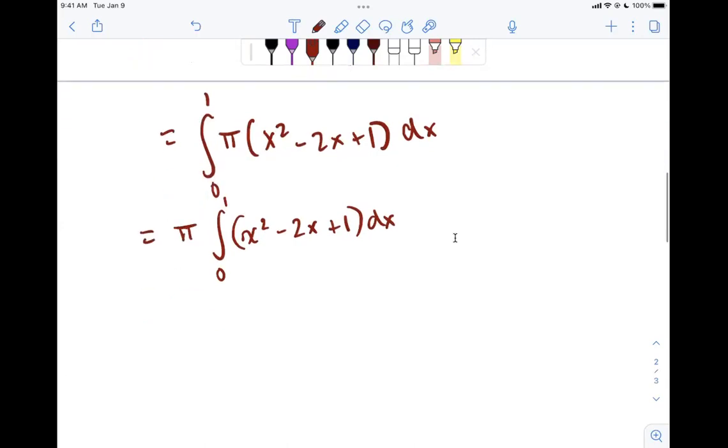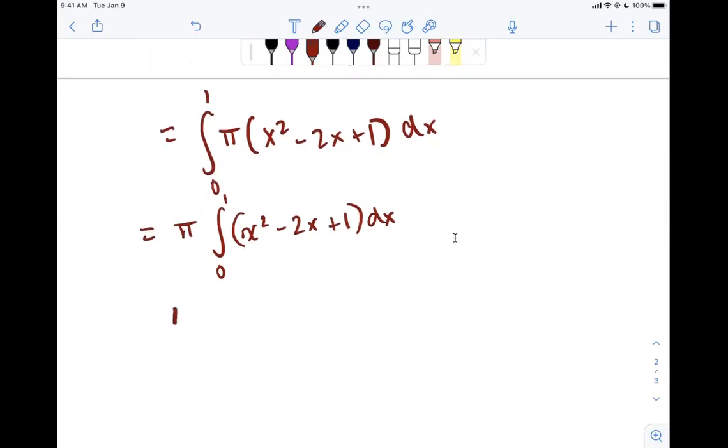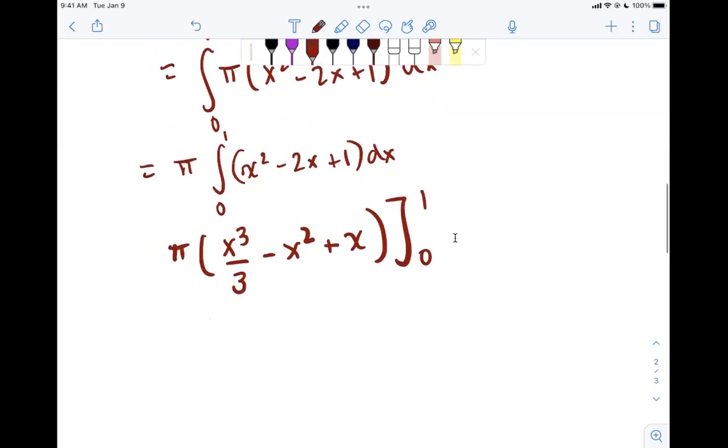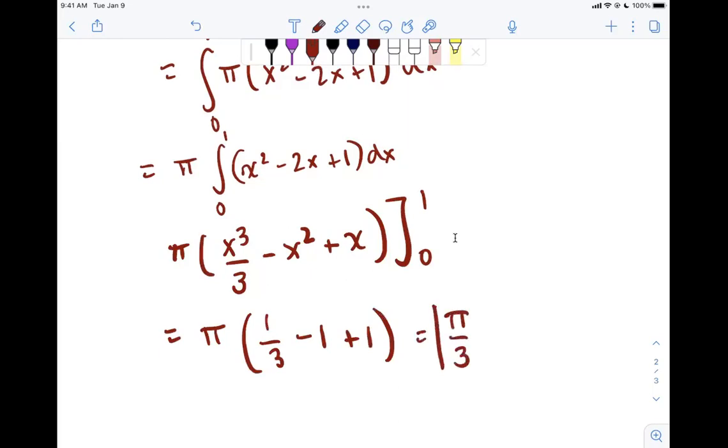Then I can just integrate each part separately using the power rule, and then apply the fundamental theorem of calculus. So the x squared gives me an x cubed over 3 term. The minus 2x gives me a minus x squared, and the 1 just gives me x. Then I'm going to go from 0 to 1. At 0, all of this is going to be 0, so I don't need to worry about that. So I'm just going to evaluate at 1. This is pi times 1/3 minus 1 plus 1, and that's just going to be pi over 3, which is our final volume.